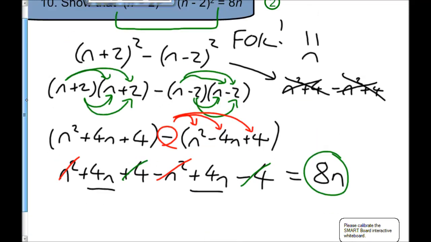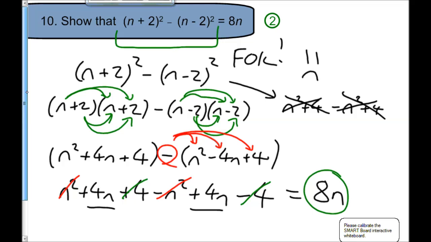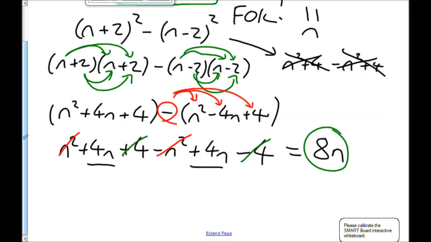So you needed to just ignore the right-hand side at first, take the left-hand side, expand it out, cancel it down, and then you should have found the right-hand side was 8n.